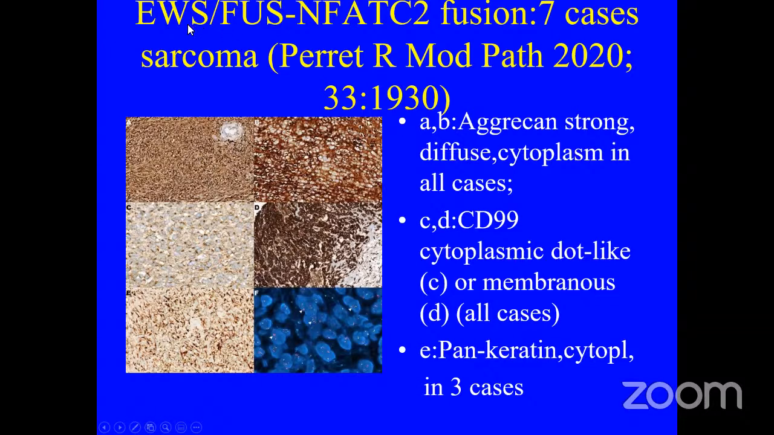And this is an example of EWS NFATC2 fusion sarcoma. And as you can see here, the CD99 is positive in these two photomicrographs C and D. Here it is cytoplasmic dot-like, and here it is diffuse. Here it is membranous strong staining, although it is not diffuse. In this part, it is showing cytoplasmic staining. So please remember that it has to be diffuse, strong, crisp membranous staining in Ewing sarcoma.